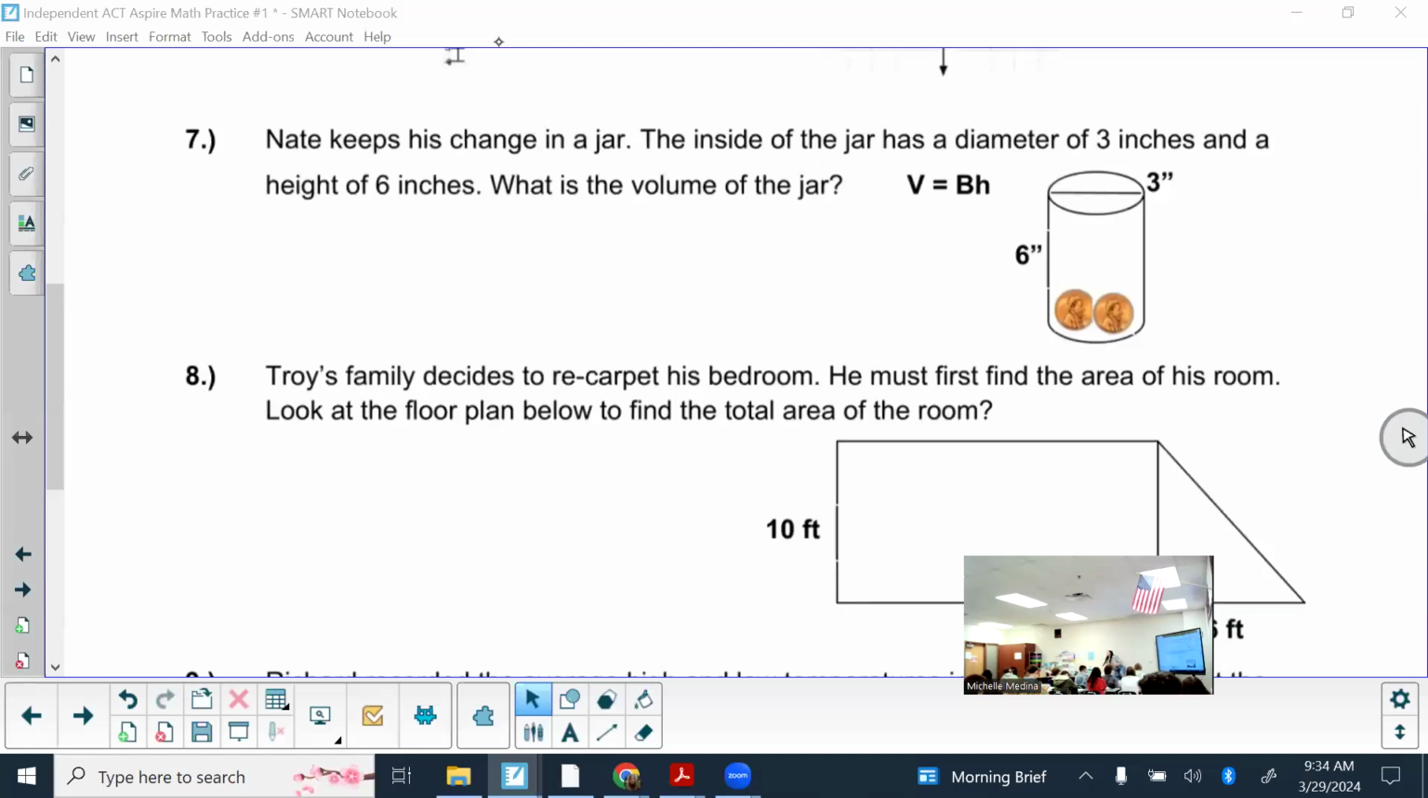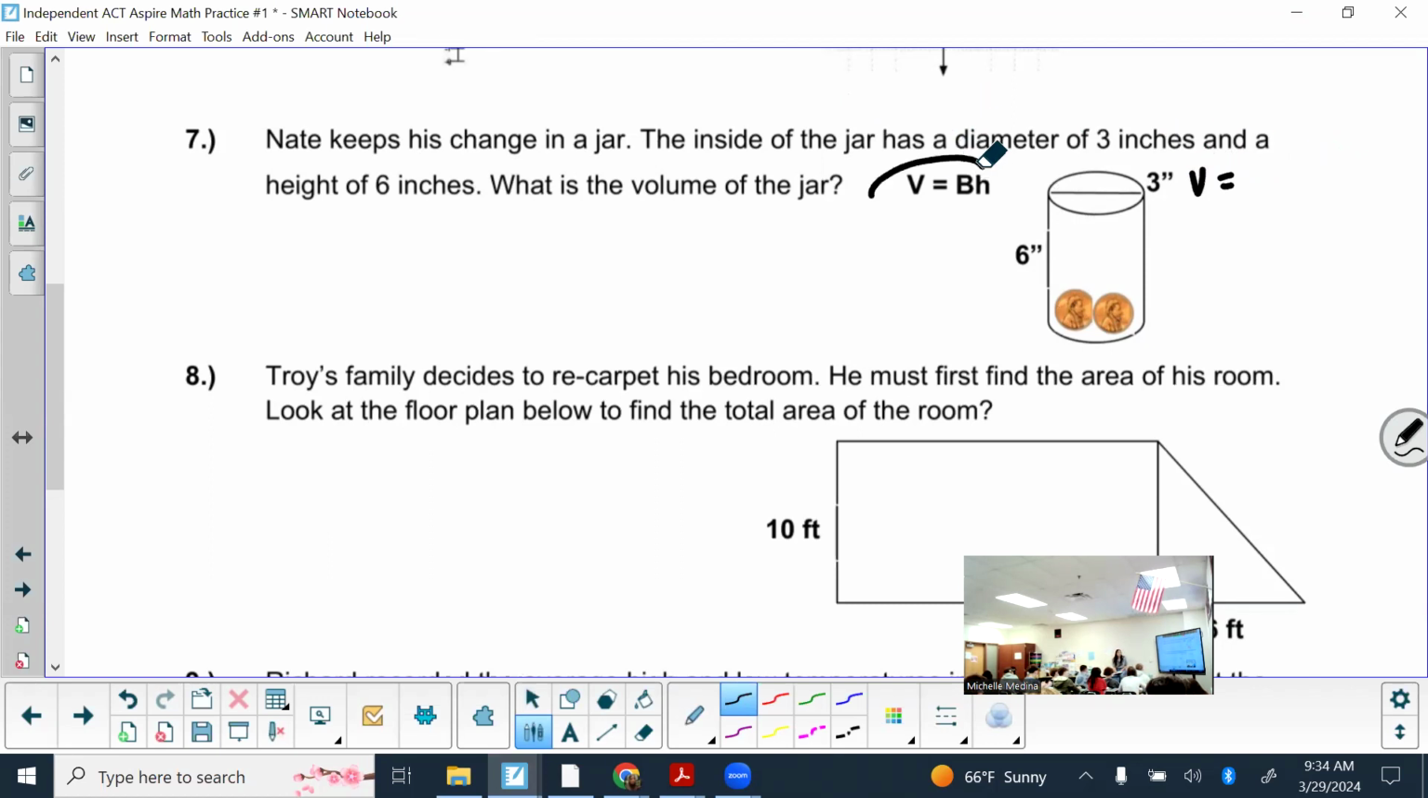So for number 7 on page 2 of the review packet, Nate keeps his change in a jar. The inside of the jar has a diameter of 3 inches and a height of 6 inches. Find the volume of the jar. What shape is this? A cylinder. Not sure if you guys have the formula for volume of a cylinder memorized.